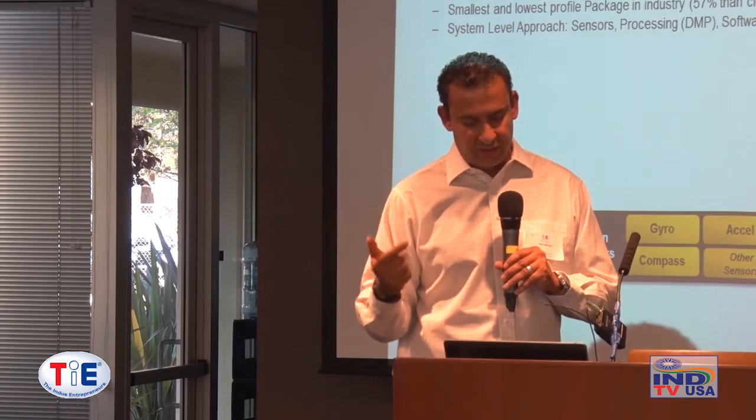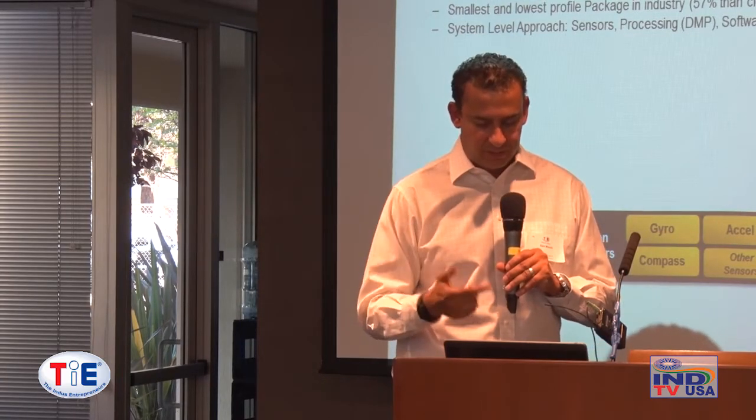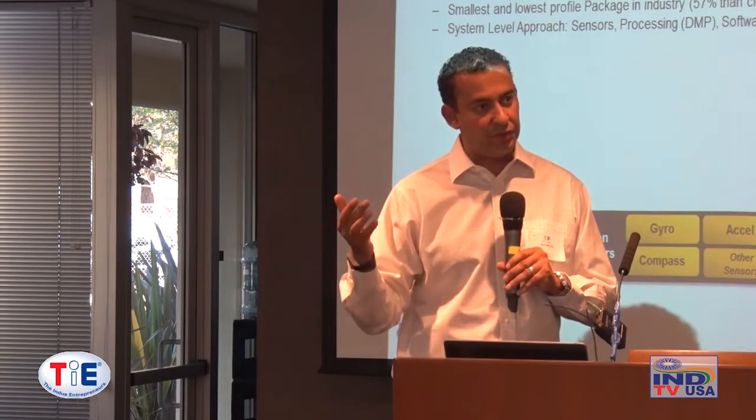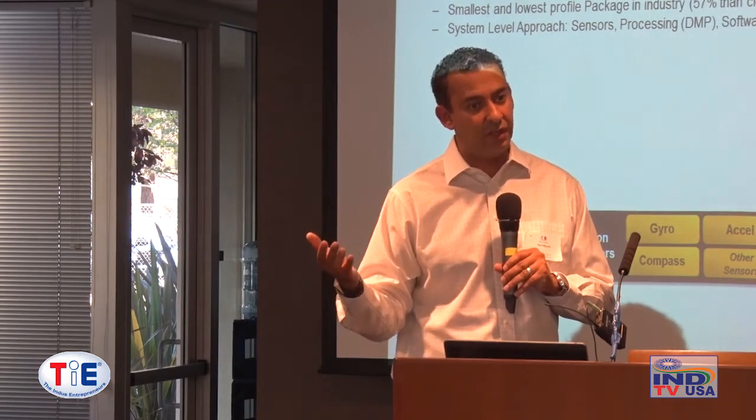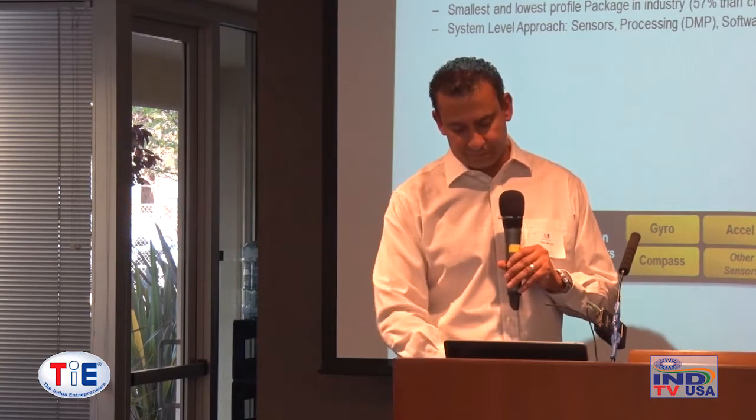So we have today accel, gyro, accel gyro compass, 6 and 9 axis. We've already introduced a pressure sensor. It's coming out later this year. We'll have 10 axis in a single die.